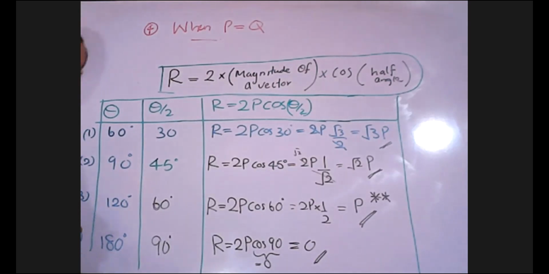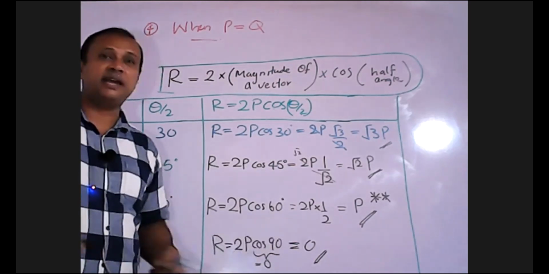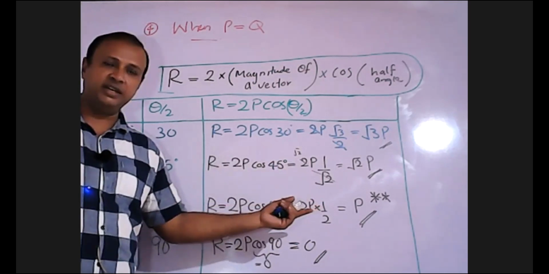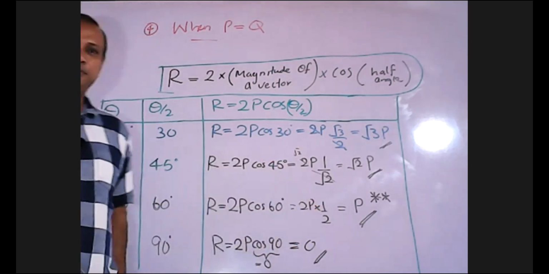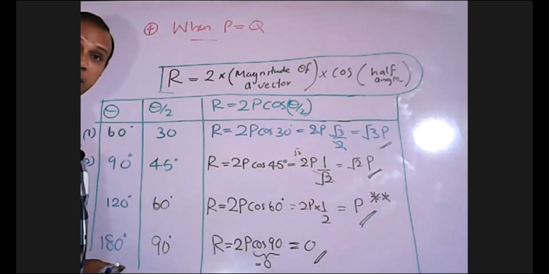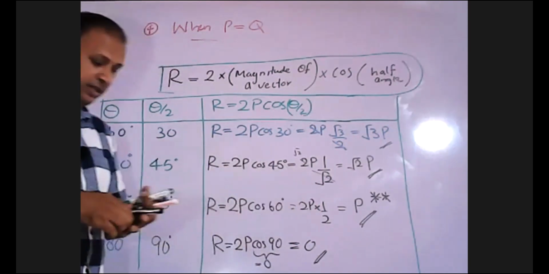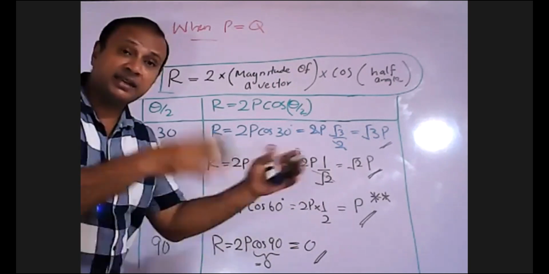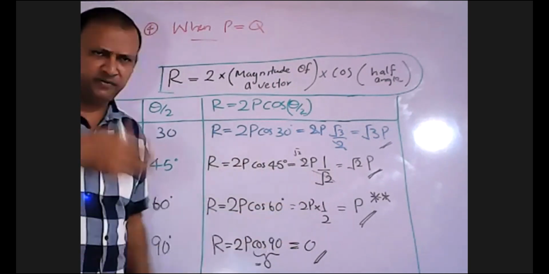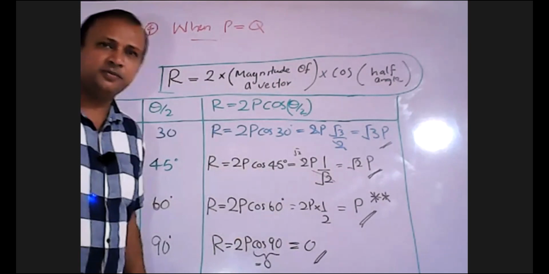Actually, you know this thing, no? If there are two forces acting opposite to each other, then the resultant should be 0. 180 degrees means those two forces are acting opposite to each other. Two same forces are acting opposite to each other. Definitely, the resultant force should be 0.